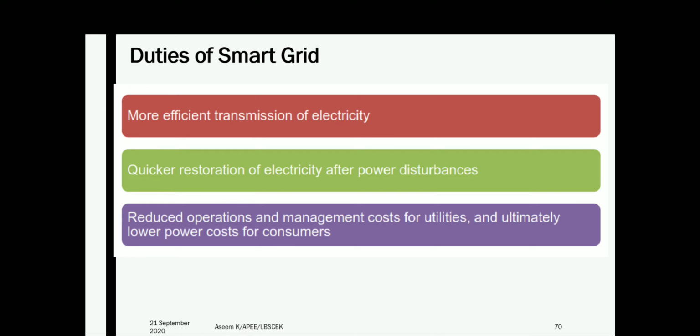So these are some of the duties of a smart grid, or what we are expecting from a smart grid: more efficient transmission of electricity and quicker restoration of electricity after power disturbances. That is what we discussed as a self-healing property. Then reduced operations and management costs for utilities and ultimately lower power costs for consumers. When you are transforming a conventional grid into a smart grid, we finally aim for lower power costs for consumers by reducing the operations and management cost.